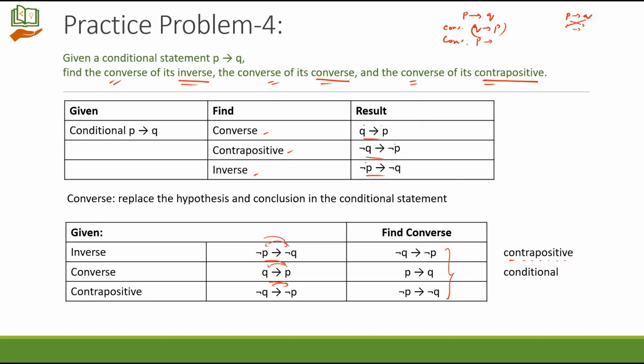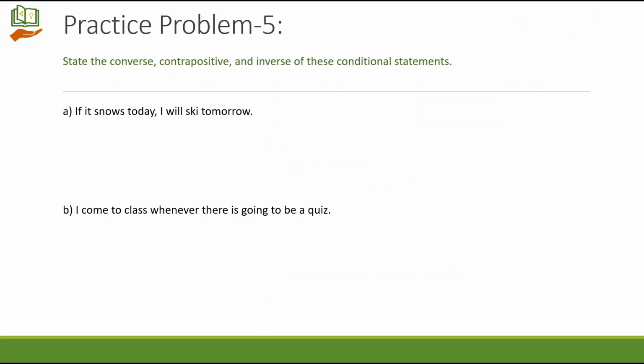This will again give P implies Q, which is actually equal to the original statement. So this is how we are equating it. What about negation P implies negation Q? This is the inverse of the statement.